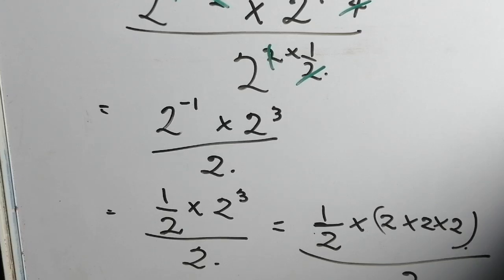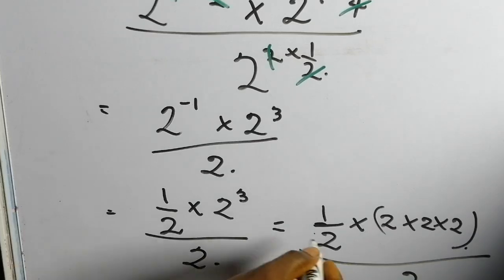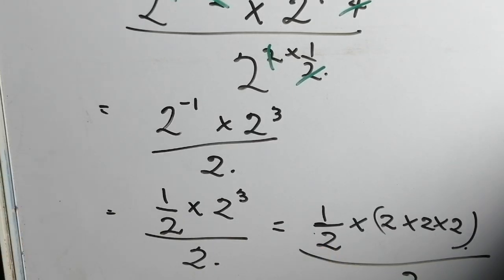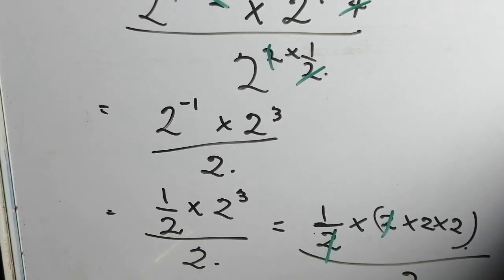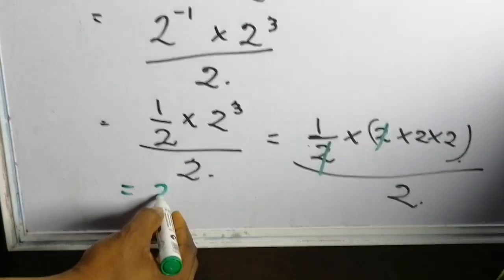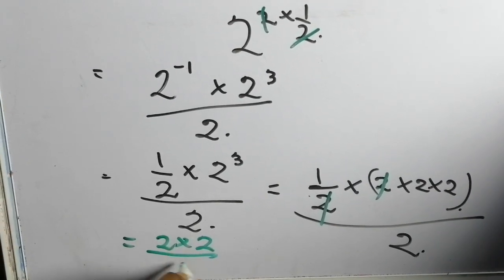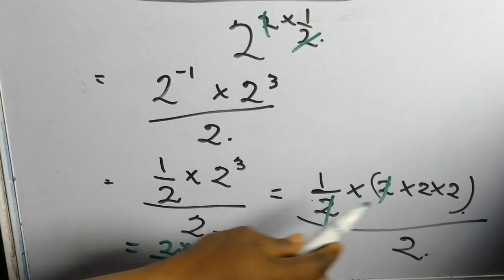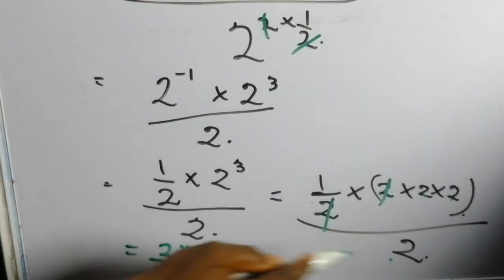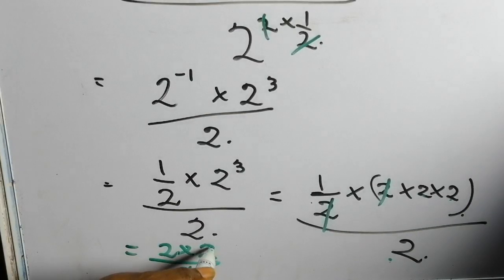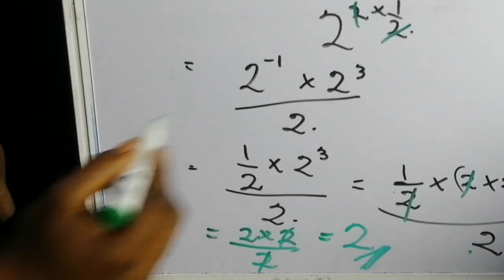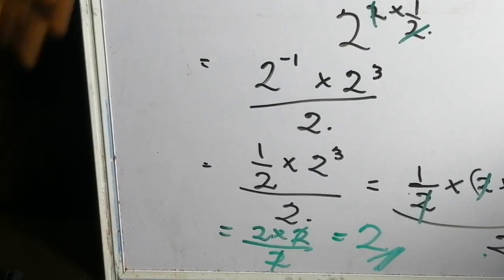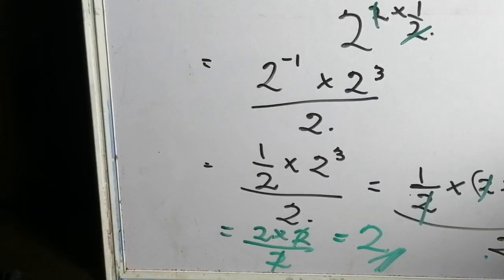Because of the law of indices, it helps us to shorten it into 2 raised to power 3. So at the end of the day, 2 will cancel 2, one 2 will cancel 2 here. It will now remain 2 times 2 all over 2. You have this 2 here, this 2 here, and the division, so one 2 here will also cancel one 2. So at the end of the day, the answer is equal to 2. That is the simplification of this particular question.